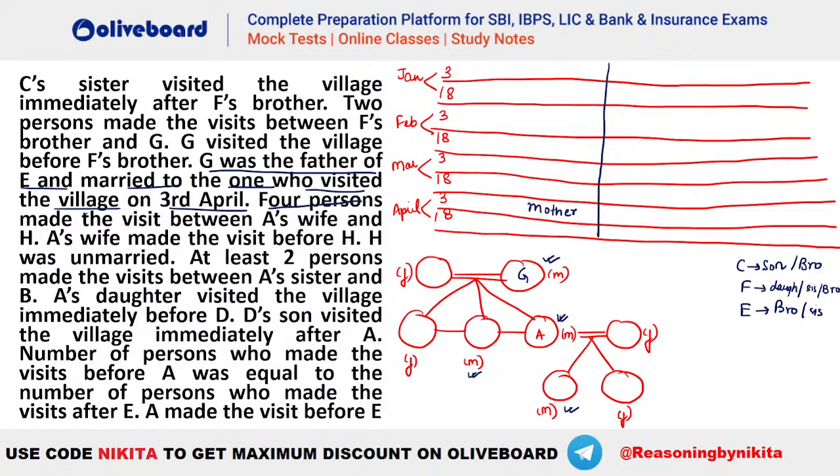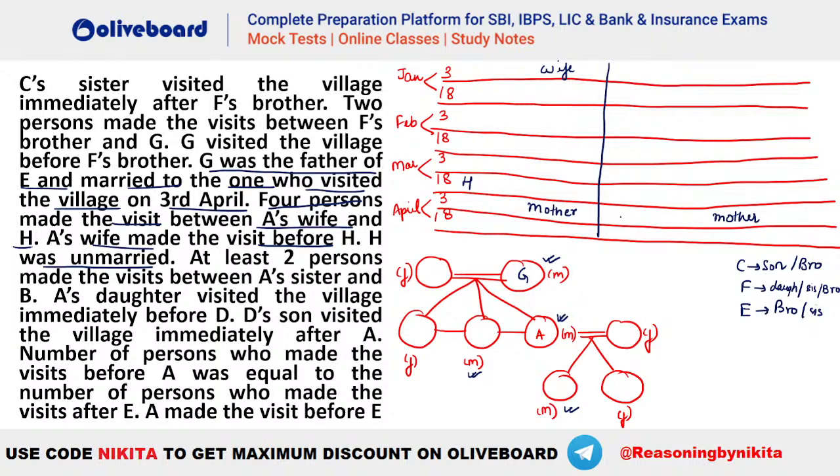Now, four persons made the visit between A's wife and H. A's wife has to be before H. H has to be unmarried. Okay. So what are the possibilities here? Let's say if we take A's wife here, because the wife has to be before H, right? So if the wife is on January 3, so 1, 2, 3, 4, this person will be your H, right? This is one possibility.